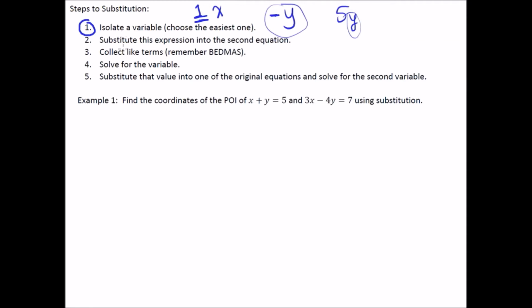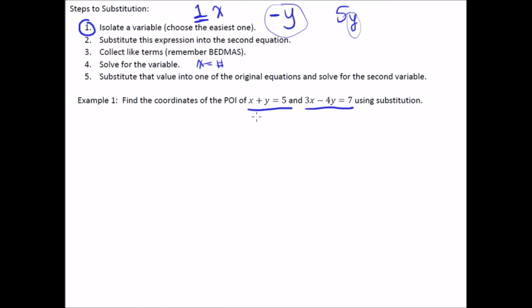So we're going to isolate for a variable, and then we're going to substitute the expression into the second equation, collect like terms and solve. At this point, we're going to have x equals a number, or y equals a number. Then we're going to sub that number back into one of the original equations to solve for the second variable. Sounds really confusing, but it's actually a very quick process. So let's go ahead and find the coordinates for the point of intersection of these two equations.